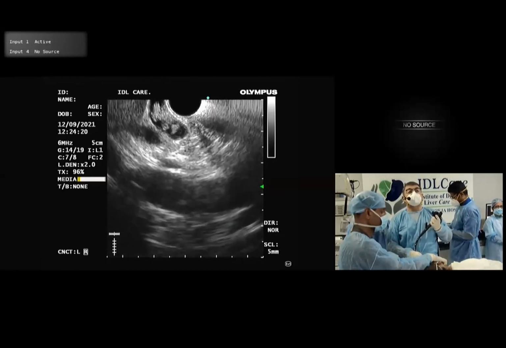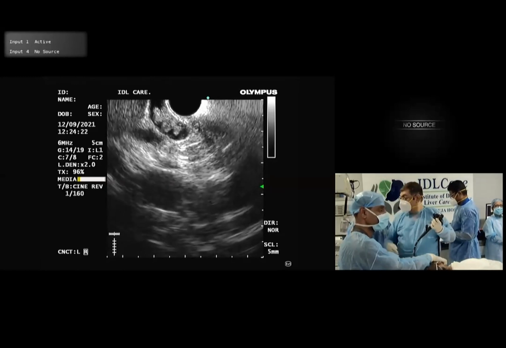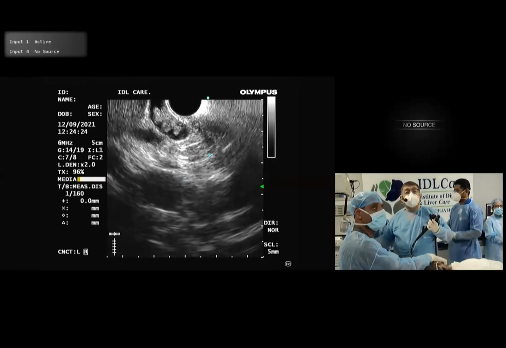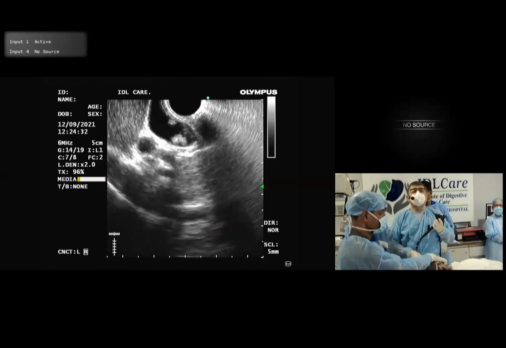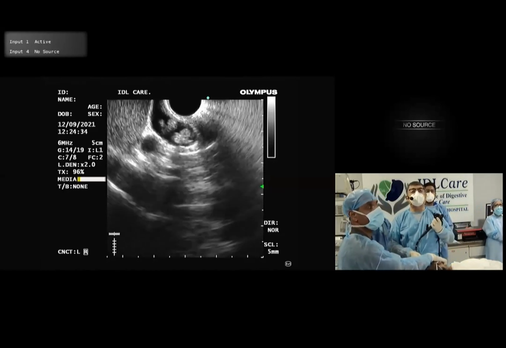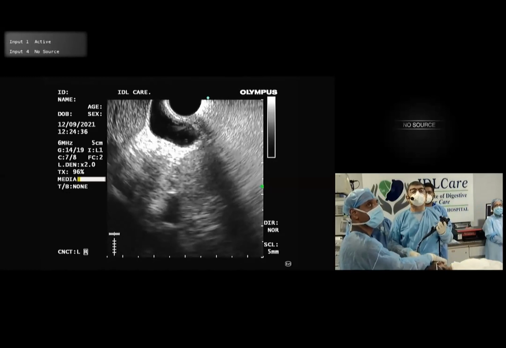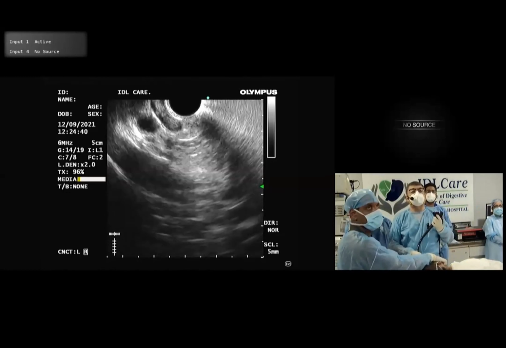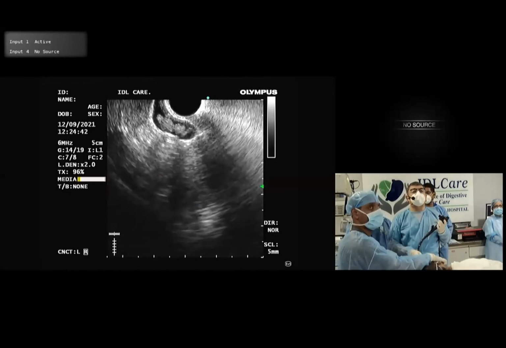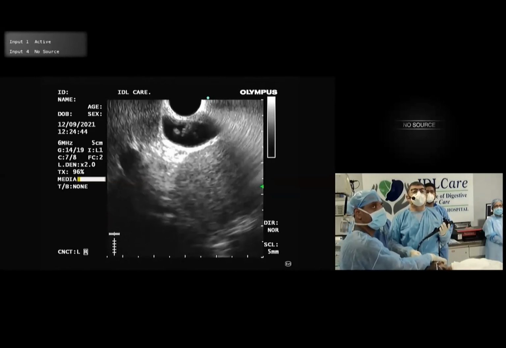Freeze. See here, gallbladder has a lot of sludge. See this floating material, there is no shadow. So these are not gallbladder stones. This is sludge. Now we are reaching the hilum. See this, this is the hilum. Looks perfectly normal. There is no problem here.